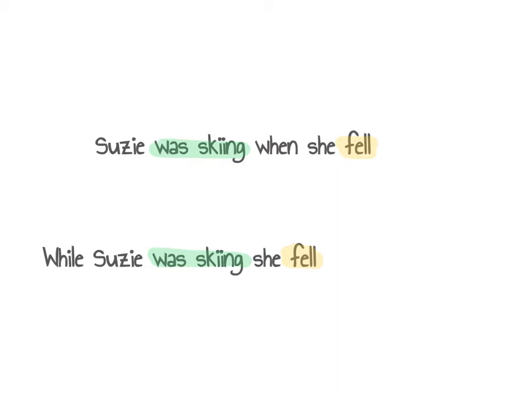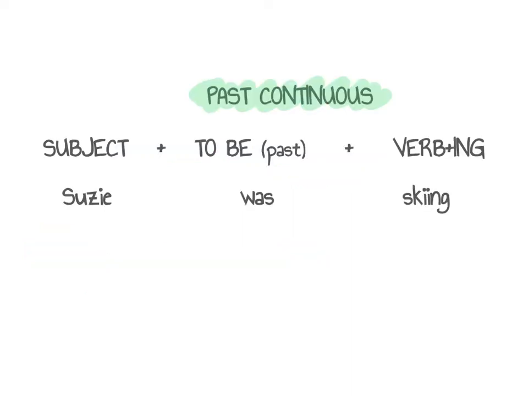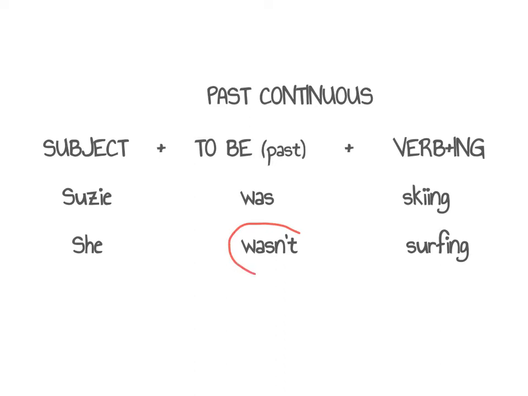We usually use when plus the past simple, or while plus the past continuous. Remember, to form the past continuous, we use the subject plus the verb to be in the past plus the verb plus ing. Susie was skiing. We use the verb to be in the negative to make a sentence negative.